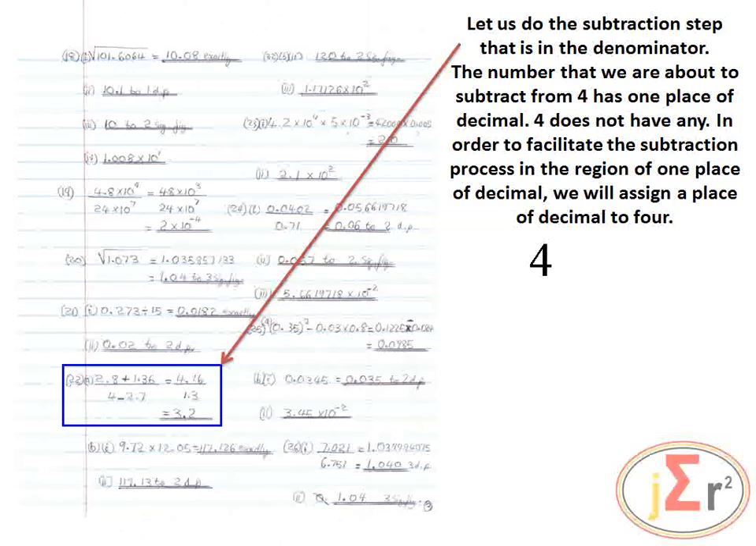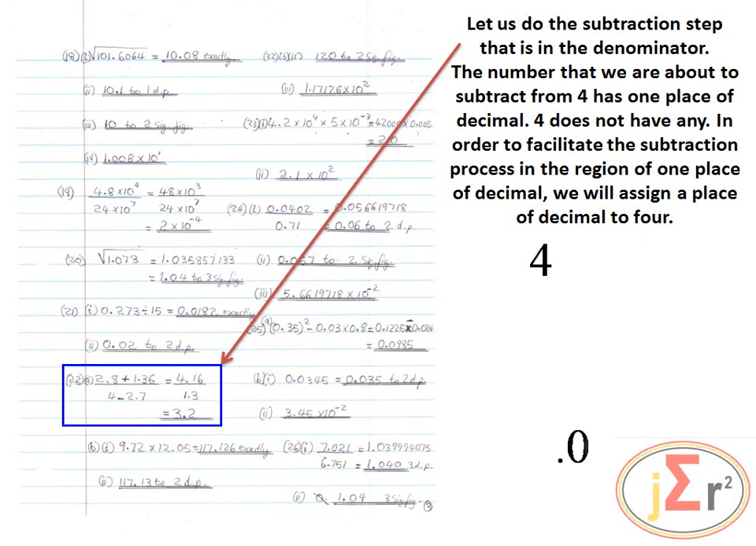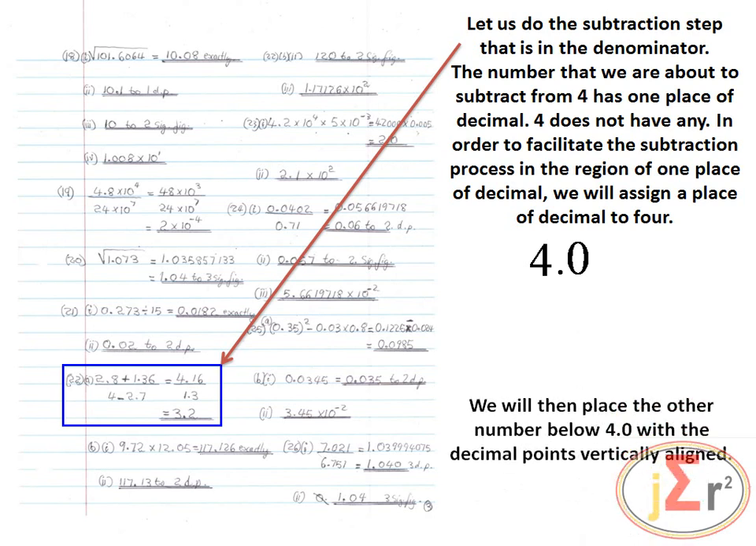4 does not have any. In order to facilitate the subtraction process in the region of 1 place of decimal, we will assign a place of decimal to 4, so we will give that one 1 place of decimal also. We will then place the other number below 4.0 with the decimal points vertically aligned.